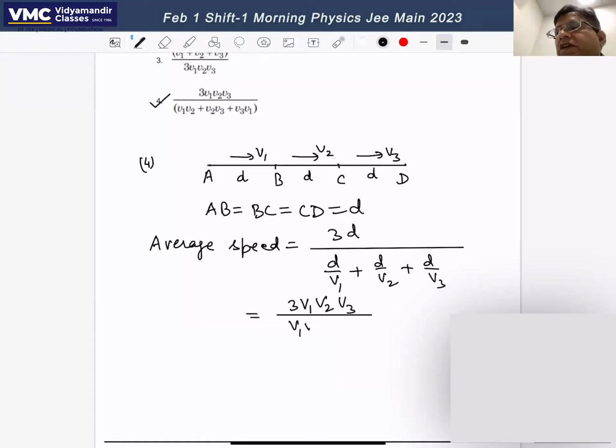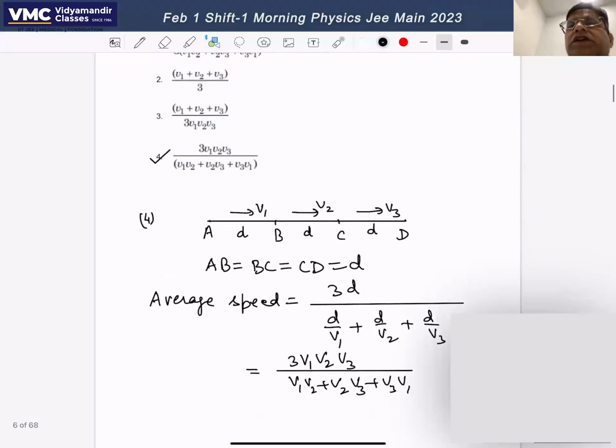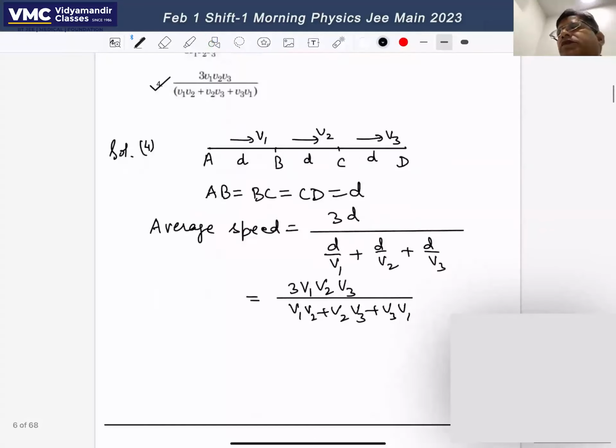That is, v1 v2, v2 v3, and v3 v1. So this gives the average speed. So option 4 is correct.